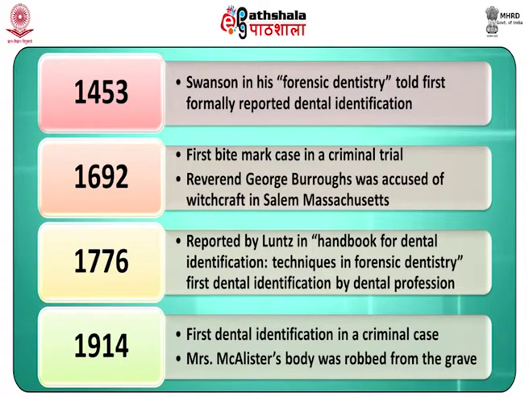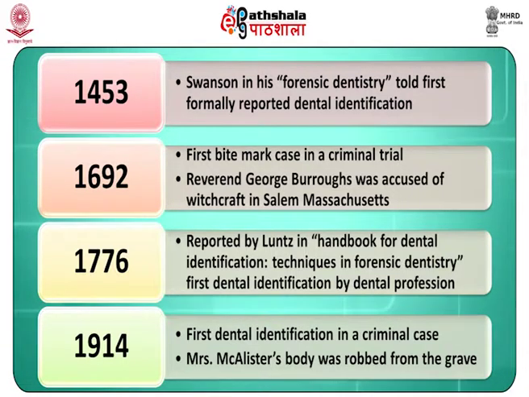In 1776, it was reported by Lynch in Handbook for Dental Identification, Techniques in Forensic Dentistry that the first dental identification by the dental profession occurred when dentist and patriot Paul Revere identified his friend and patient Dr. Joseph Warren, who was killed in the Battle of Bunker Hill and interred in an unmarked grave. The exhumed body was identified by a prosthesis recognized by Revere.